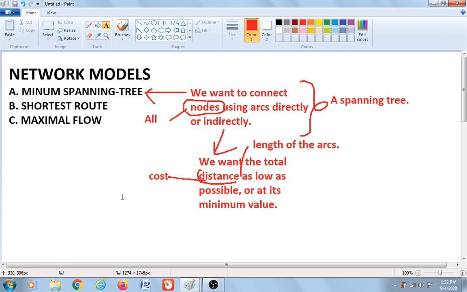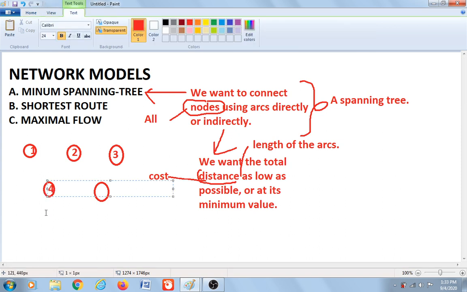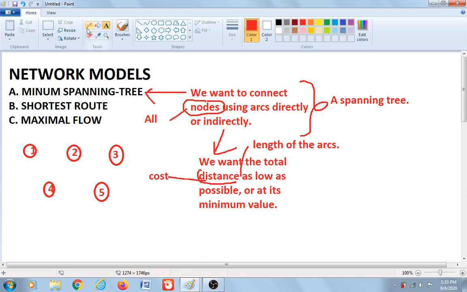I will repeat the example of a spanning tree. So let's assume that we have 5 nodes, 1, 2, 3, 4, and 5. So we have 5 nodes, so I will label it as 1, and this is 2, 3, 4, and 5, and we're going to connect them.